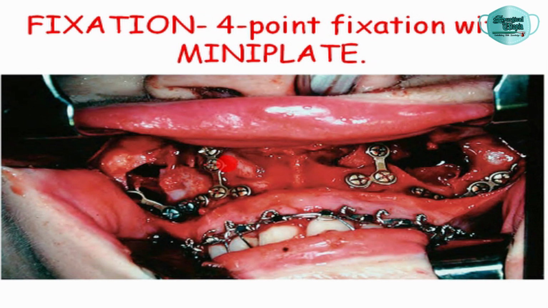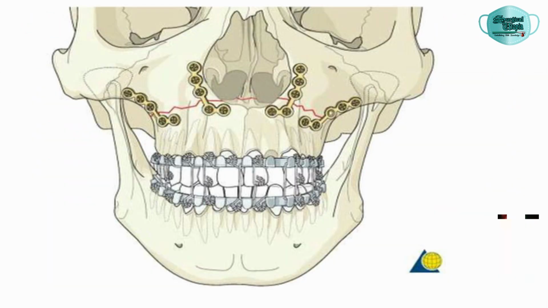Point fixation with mini plates, two at the pyriform aperture region. So you can see over here there are two plates at the pyriform aperture and two plates at the zygomatico-maxillary buttress, and intermaxillary fixation is done if required.